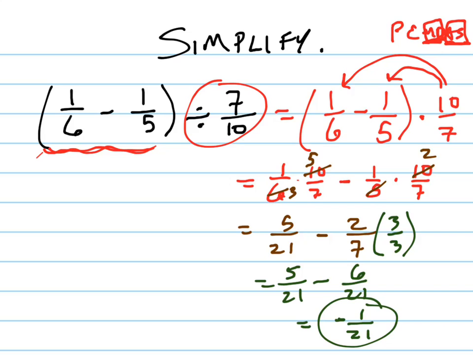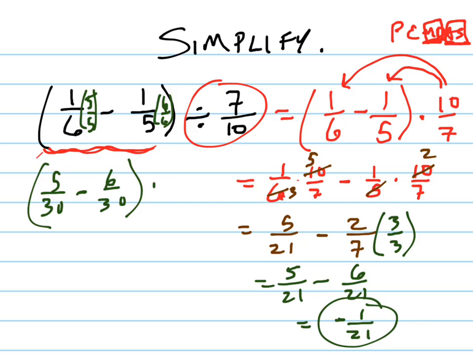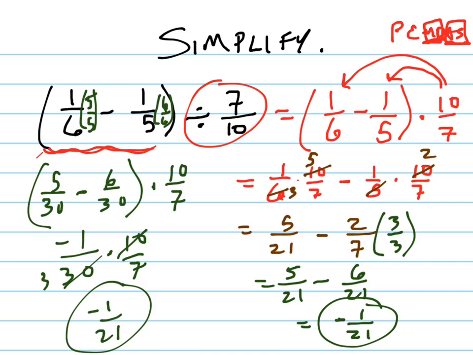Of course, you could have done that in a different way. You could have multiplied this by 5 over 5, this by 6 over 6 first, got 5 over 30 minus 6 over 30, and then multiply that by 10 over 7. That's just as good. That's negative 1 30th times 10 over 7. The 3 and the 30 and the 10 cancel. You get 3 on the bottom. It's negative 1 over 21. Either way is fine. You could do it either way.